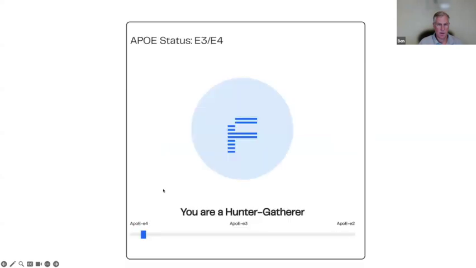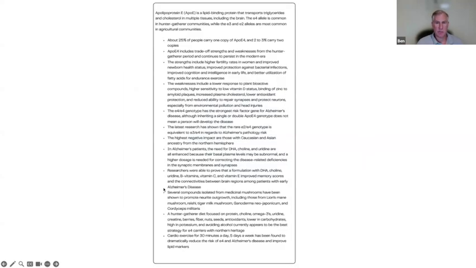Yep. Here we are. So we just saw that report where the person was an E3, E2. This person is a hunter-gatherer. They're an E4. So you saw what the report looked like with an E3. This is what the report looks like in E4, right? So there's a lot more information because we want early intervention strategies.